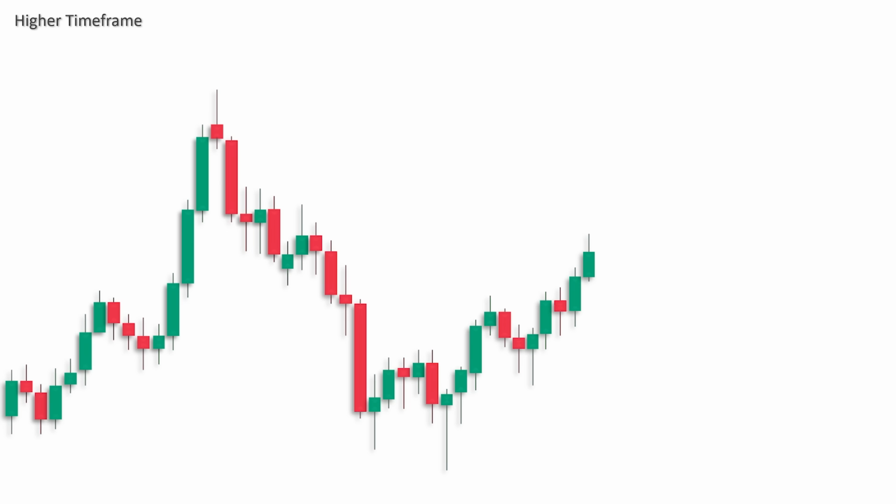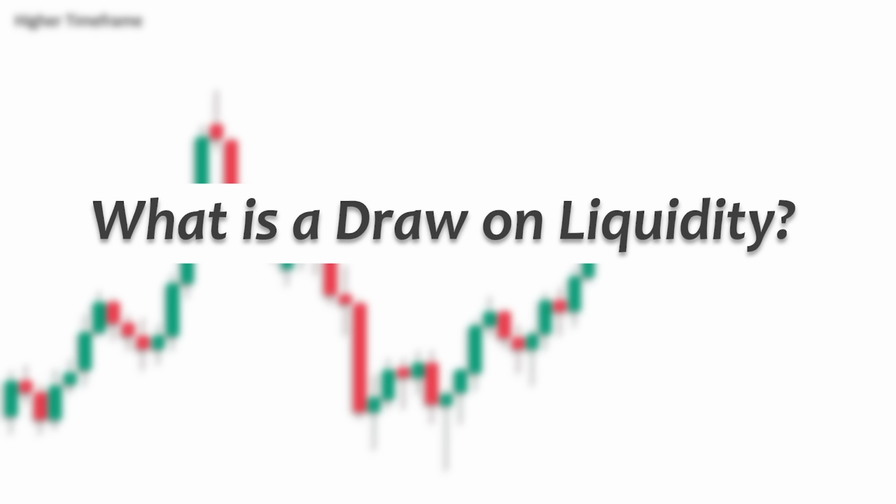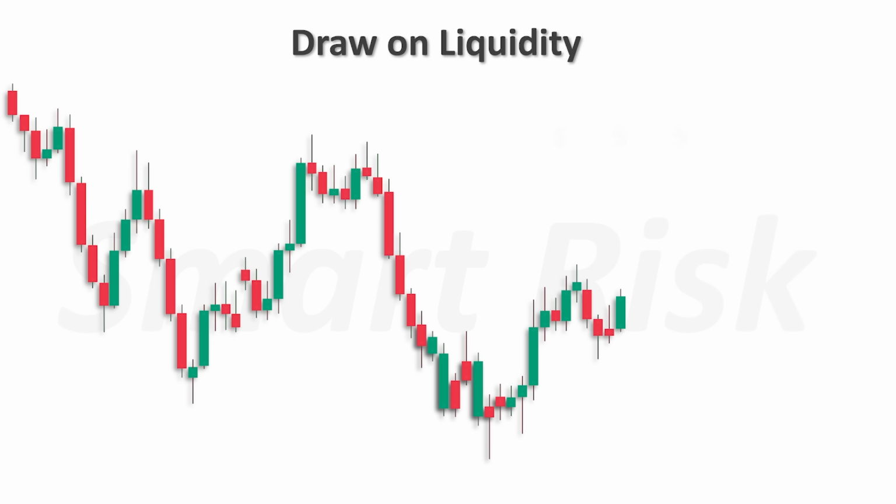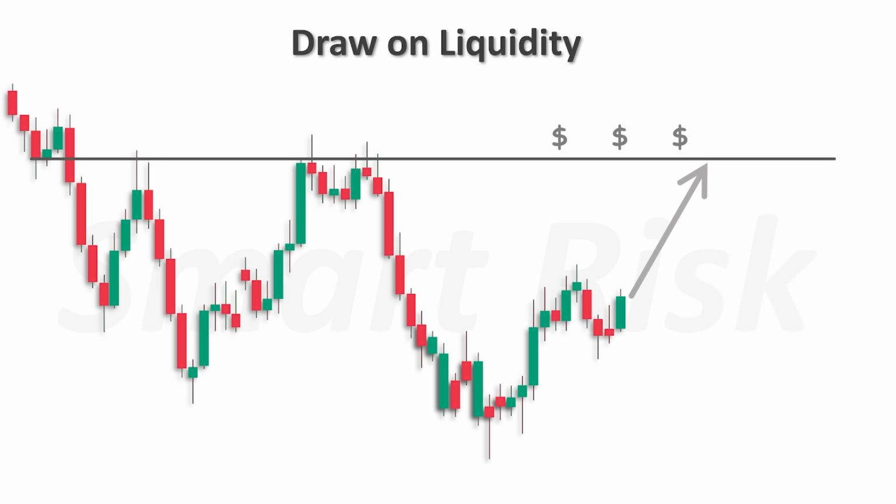The first step is to find a draw on liquidity on the higher time frame. But what is a draw on liquidity? It basically means identifying a key liquidity level that price is moving toward. In simple terms, the market often moves to areas with resting liquidity, such as equal highs, equal lows, or sharp reversal points, because that's where many stop losses and pending orders are waiting to be triggered.